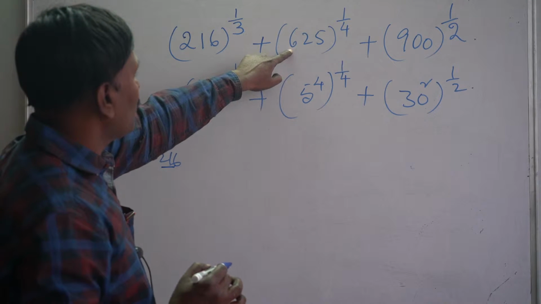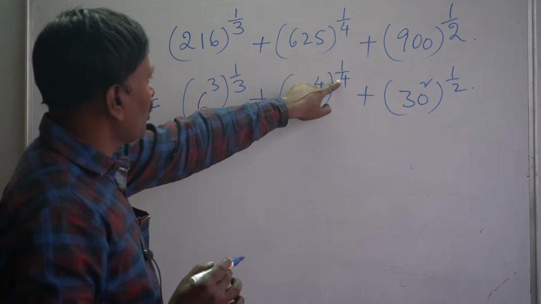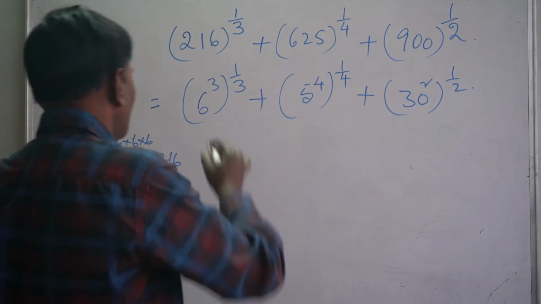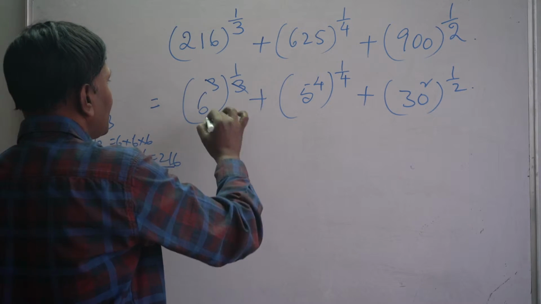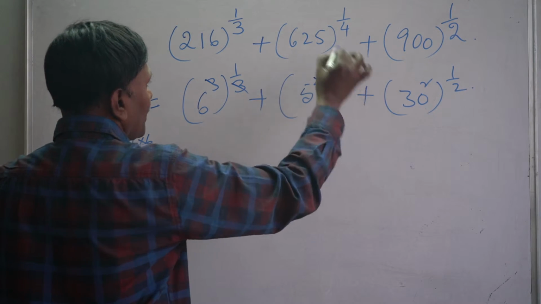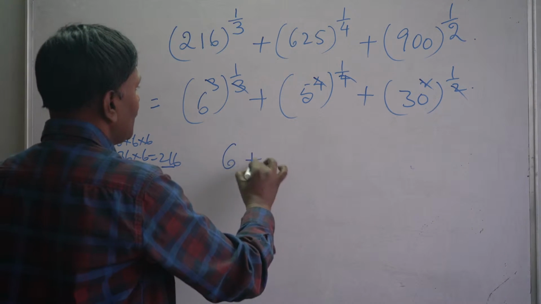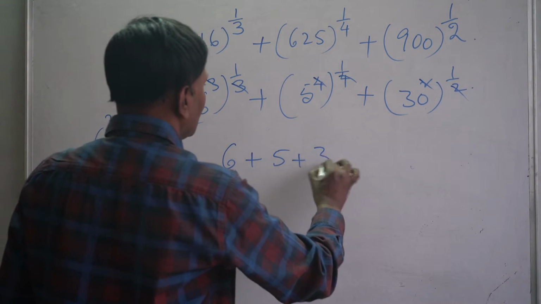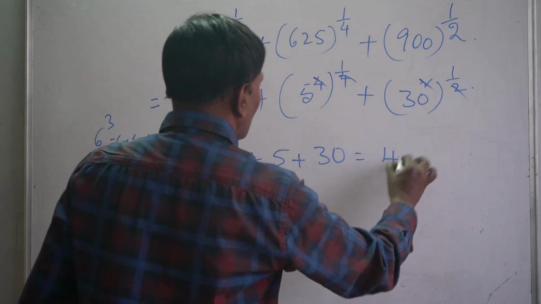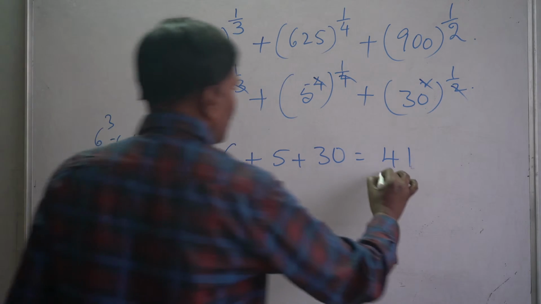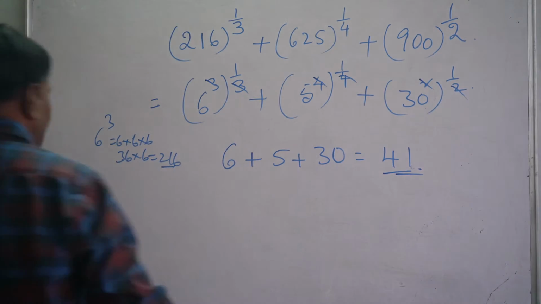This is 5 to the power of 4, which is 625, to the power of 1 by 4 plus this is 30 square to the power of 1 by 2, right? This and this can be cancelled, okay? This and this can be cancelled. This and this can be cancelled. So 6 plus 5 plus 30, this is how much? 41, right? 30 plus 5 plus 6, this is 41, okay? Next.